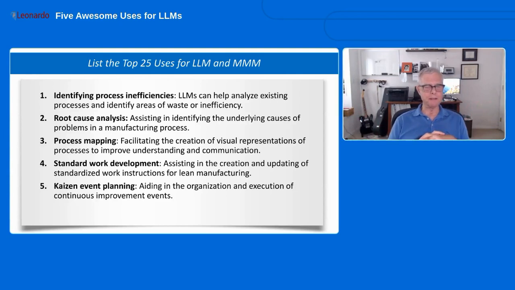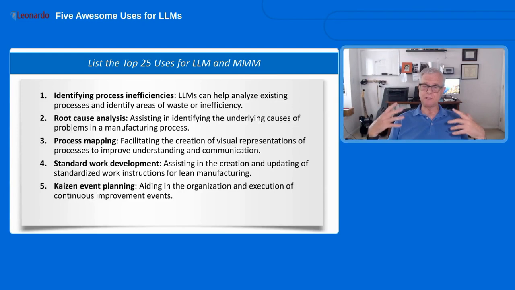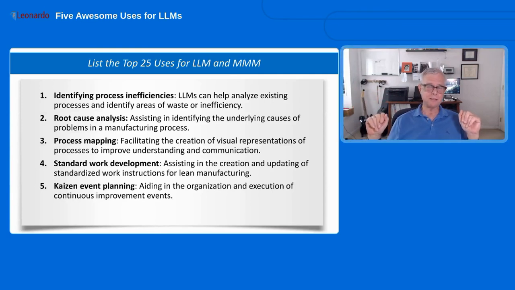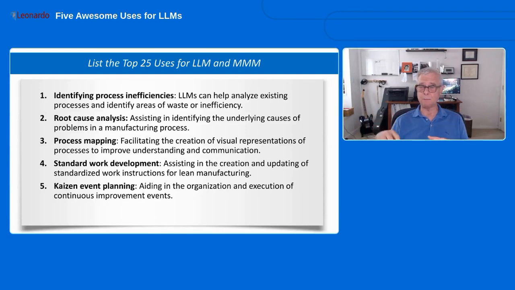All right, so first one, identifying process inefficiencies. An LLM can analyze existing processes and identify areas of waste or inefficiency. In other words, if you feed an LLM like ChatGPT, in the form of a prompt, a list of tasks and times, it can actually go through and provide you with some useful feedback in terms of which of those tasks are potentially non-value adding versus value adding. It can look at potential quality risks. It can do all kinds of quite surprising things.